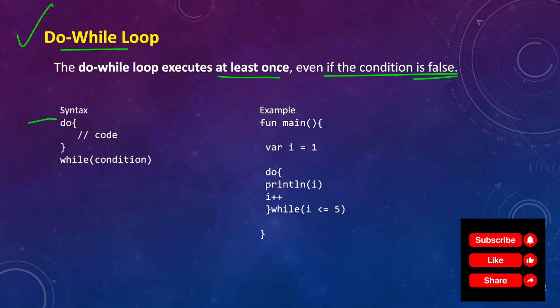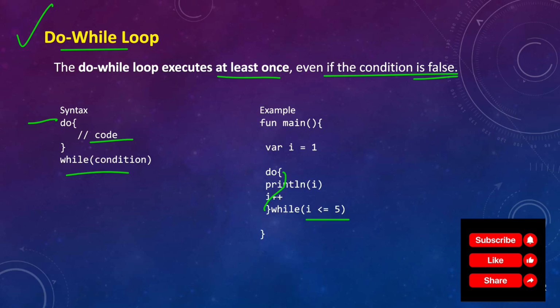What happens here? The condition inside while will be evaluated, but do is the first statement, and the block of code in the curly braces will execute. That means first the code runs inside the block, and then the condition is checked, right?